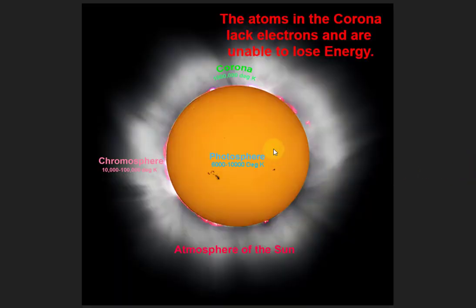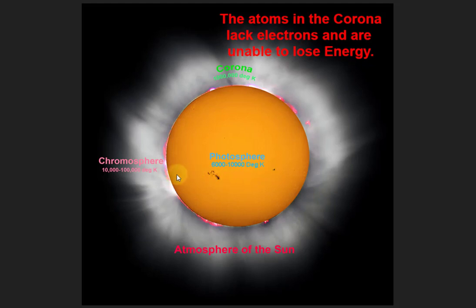The atmosphere of the Sun is composed of three layers. The first layer is called the photosphere. This is what we see when we look at the Sun. And the bottom of the photosphere is about 6,000 degrees Kelvin. The top of the photosphere is about 10,000 degrees Kelvin.